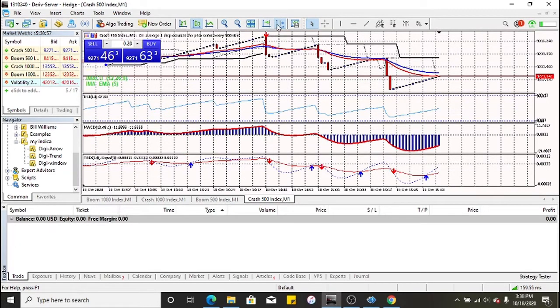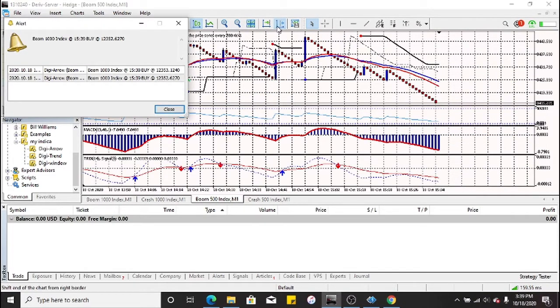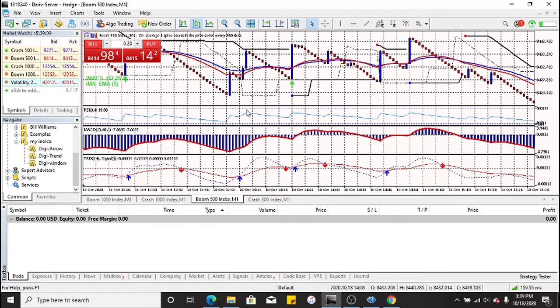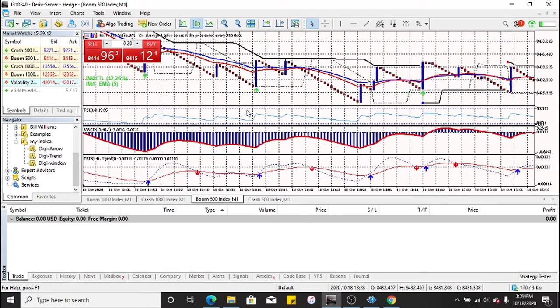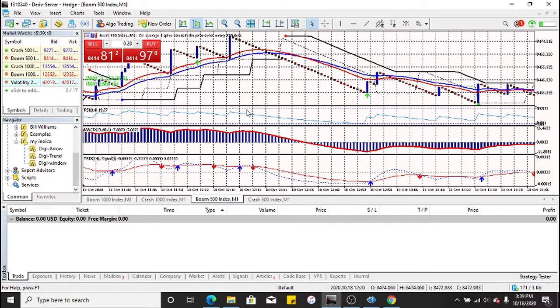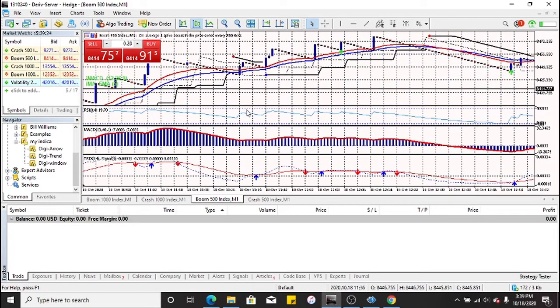Okay, so let's get some examples here. Let's get some examples of the setups here that you can enter. From the previous video, I showed you how I capture my spikes with the MACD and the two moving averages. Okay, so see now, this indicator is another thing that shows you that you are not in a safe zone.